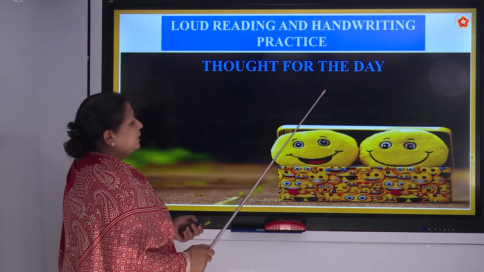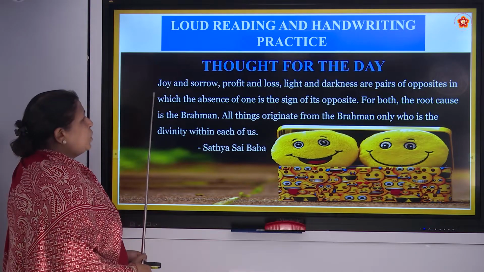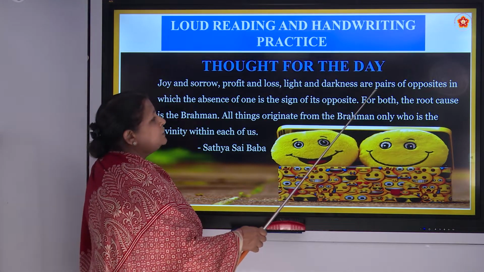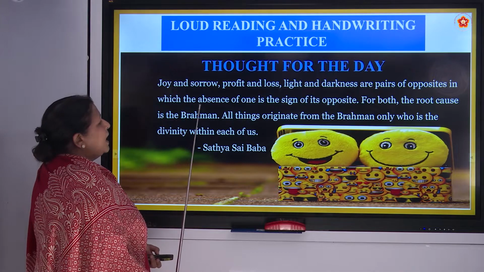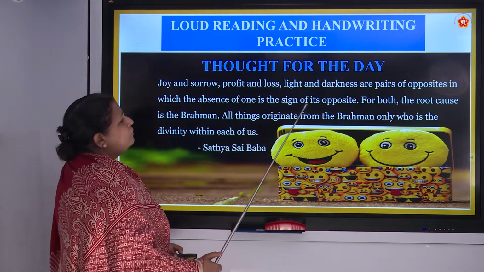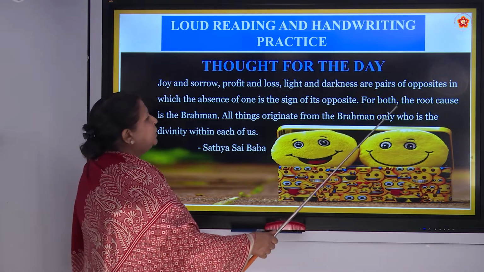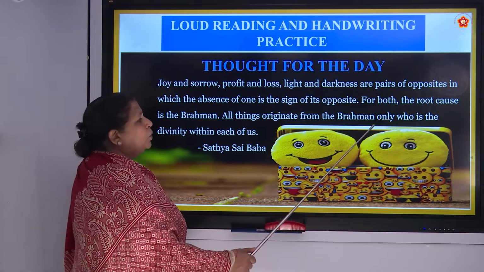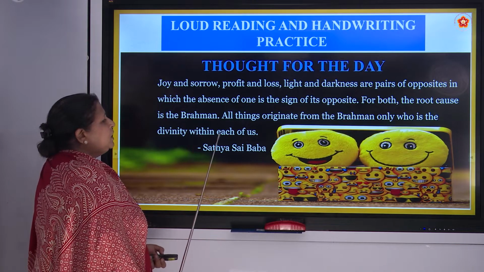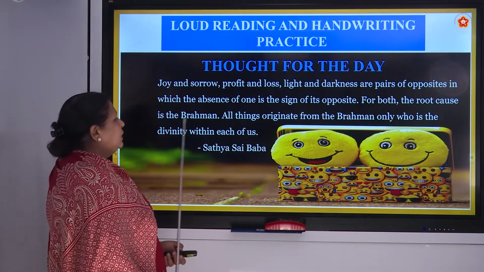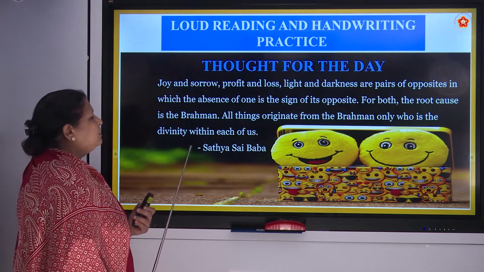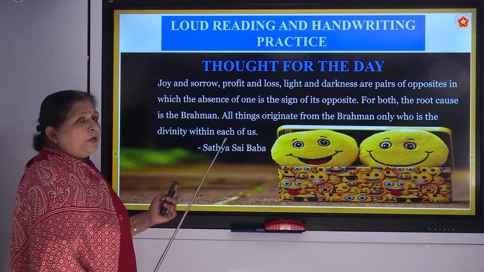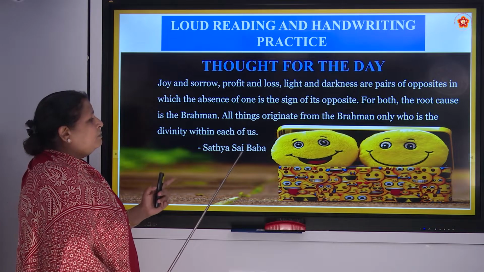Thought for the day today. Joy and sorrow, profit and loss, light and darkness are pairs of opposites in which the absence of one is the sign of its opposite. For both, the root cause is the Brahman. All things originate from the Brahman, the divinity within each of us, says Bhagwan Sri Sathya Sai Baba. Read this properly, and write S capital and B capital also.